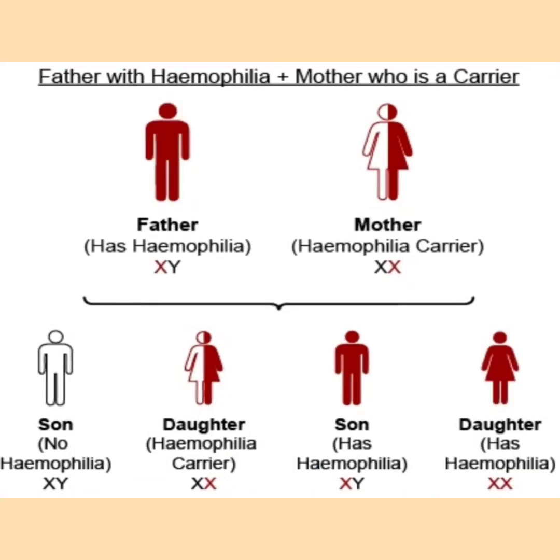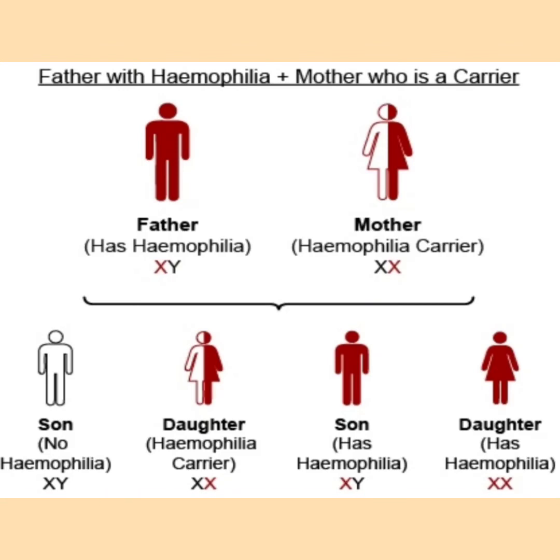Take this inheritance where the father has hemophilia and the mother is a hemophilic carrier. So the son has no hemophilia, the daughter is a hemophilia carrier, the son has hemophilia, and the daughter also has hemophilia. That means 25% of the offspring are normal, 25% of the offspring are carriers, and 50% of the offspring are sufferers.